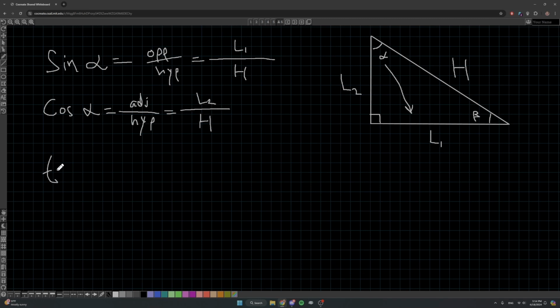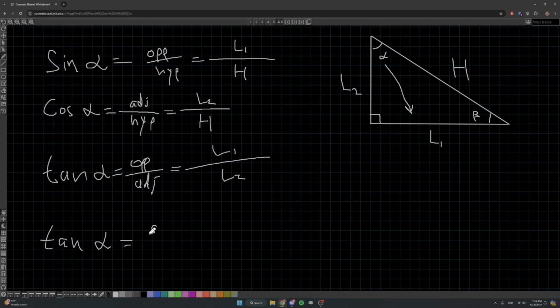And then for tangent, tangent is going to be opposite over adjacent. So you find your opposite side, L1, and throw it over your adjacent side, L2. Now, I'm going to also add in another level of complexity, which is that tangent is always actually equal to sine over cosine. In the future, you'll need to know this, at least in your math classes, that tangent is equal to sine over cosine.